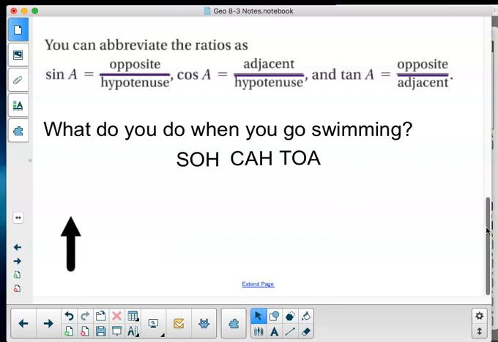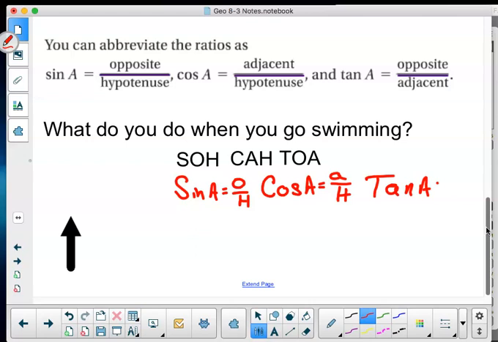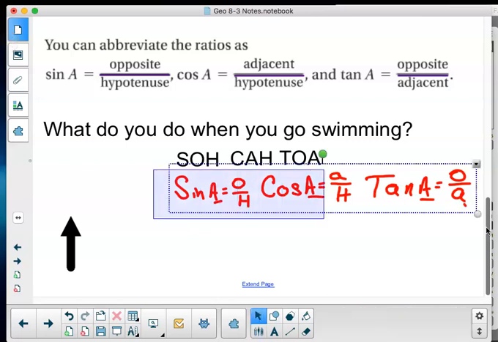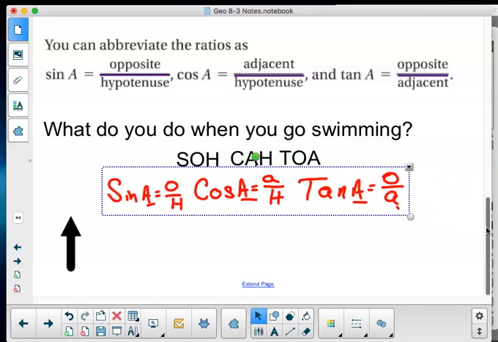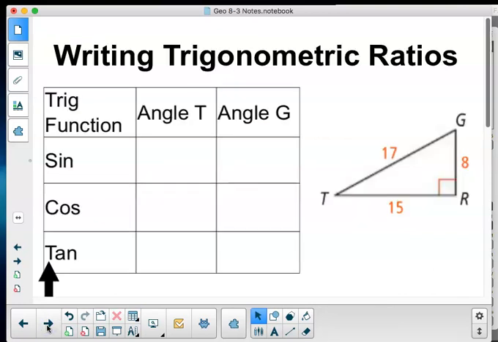So keep that in mind. And remember, the sine of angle A is opposite over hypotenuse. The cosine of angle A is adjacent over hypotenuse. And the tangent of angle A is opposite over adjacent. Now, please keep in mind, A is just an angle; the sine, cosine, and tangent of any angle can be represented by these, okay? Now, let's write these trig functions.